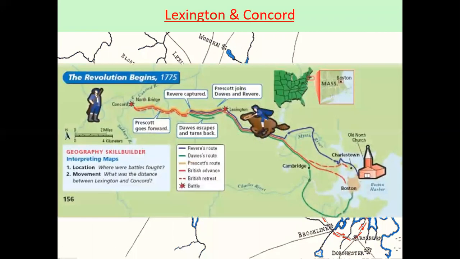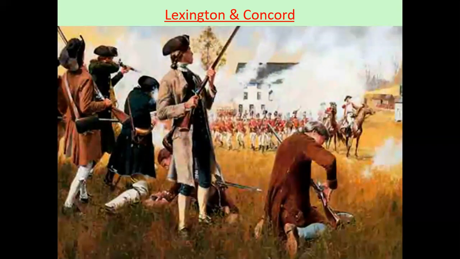So as they're leaving Boston, there are colonist spies in Boston, and they start sending out the word, with the ride of Paul Revere, along with two other riders, one with the last name Dawes, one with the last name Prescott. They're going to send word all over the place to start calling up the militias to get ready for a fight because it's coming.